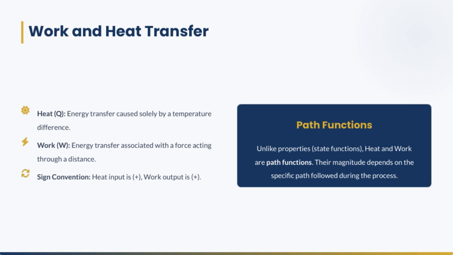Unlike properties that depend only on the current state of a system, heat and work are what we call path functions. This means their values depend on the specific process or path taken to get from one state to another. When we discuss path functions, it's important to understand the sign conventions we use. Typically, heat input into the system is considered positive, and work done by the system on the surroundings is also positive.